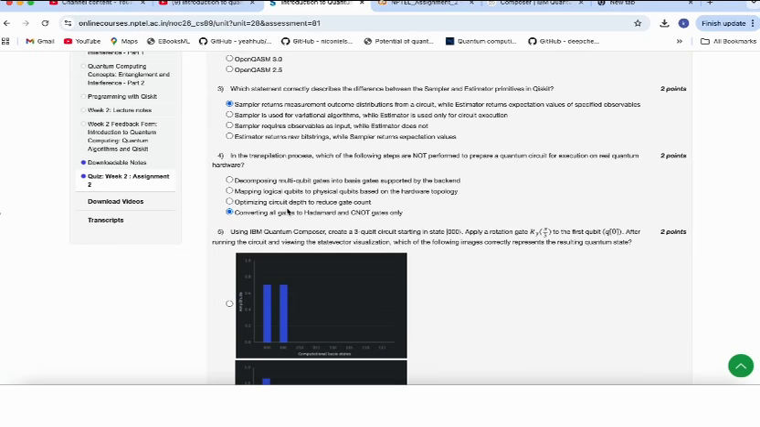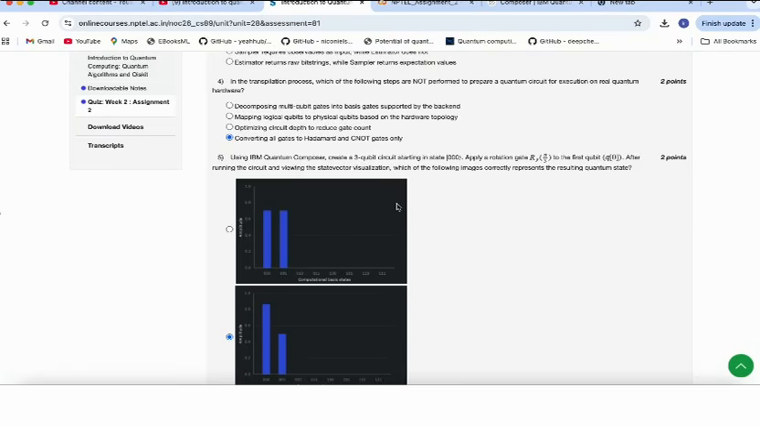Question number 4. This is a little bit tricky question. In the transpilation process, which of the following steps are not performed to prepare a quantum circuit for execution on real quantum hardware? So they asked not performed. So the correct option is the fourth option, converting all gates to H and CX gates only. So this is not performed. The remaining three, decomposition of multiple qubit gates, mapping logical qubits to physical qubits, and optimizing circuit depth to reduce gate count, will be performed. Only the fourth one is not performed.